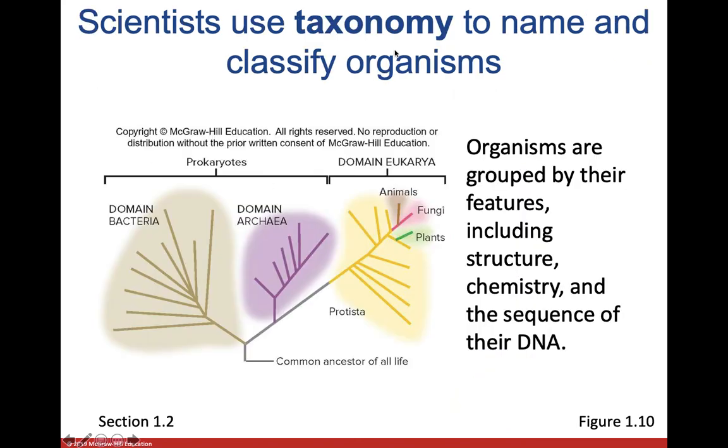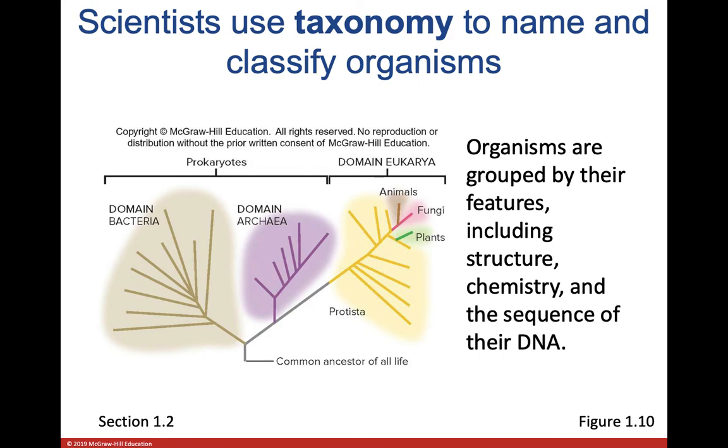So let's talk about how we organize life on a biological level. Scientists use something called taxonomy to classify living organisms into different groups. As I mentioned earlier, there are lots of different types of living organisms: bacteria, fungus, plants, animals, and things like that. So how do we group all of these different organisms into smaller groups so we're not overwhelmed with saying life itself? We can have smaller groups to study and look at.